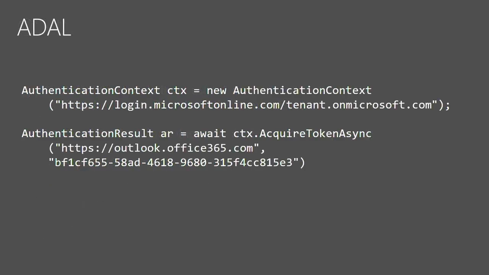Set up some kind of authentication context. Where are we going to authenticate? What's the authority? Use that to do some kind of acquire token. There's a whole lot of different ones with the resource that we're going to. And again, very few lines of code.